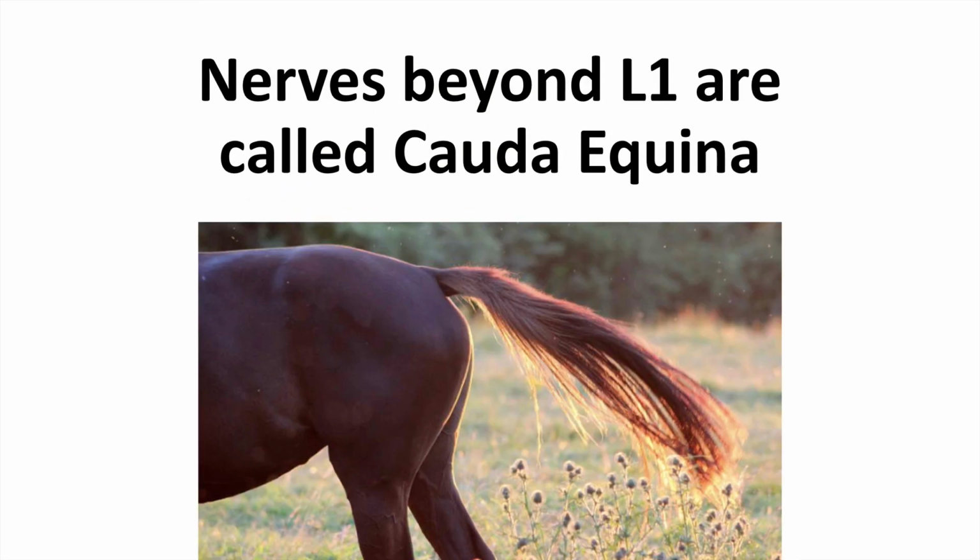The nerves beyond L1 after they've separated are called the cauda equina, the horse's tail. And you can see in the picture here, it looks similar, at least in concept, to the nerves separating below lumbar 1, going into the individual nerves as it goes on down toward the sacrum.